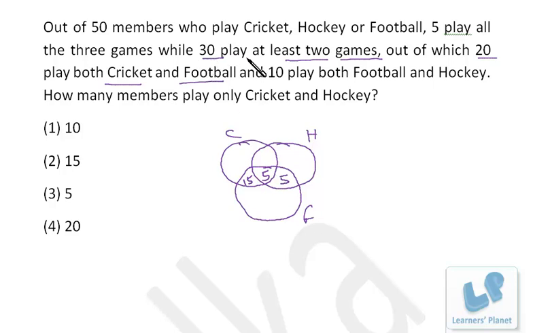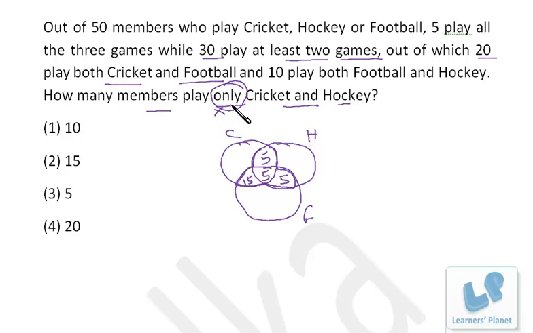Now what it is telling, 30 play at least 2 games, right? That means the sum of this area must be 30. That is 2 games and 3 games, right? So 15 and this 10, 25 is already there. So it should be 5. That means cricket and hockey is played by 5 members, right? How many members play only cricket and hockey? That's 5. If only was not there, cricket and hockey, then 5 and 5, 10 would be there.